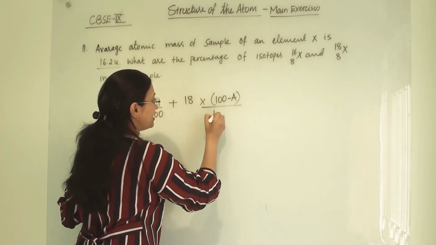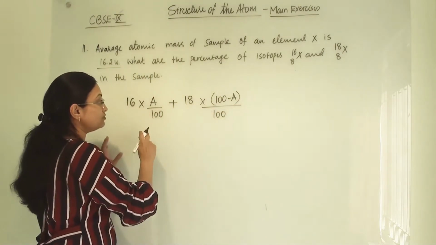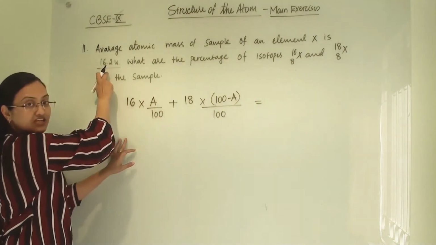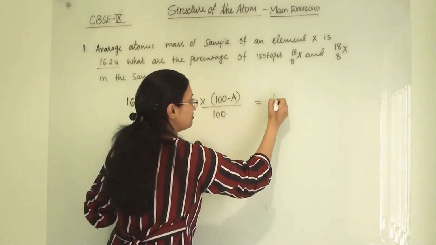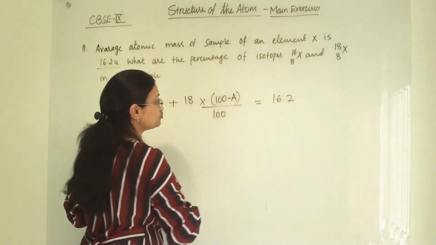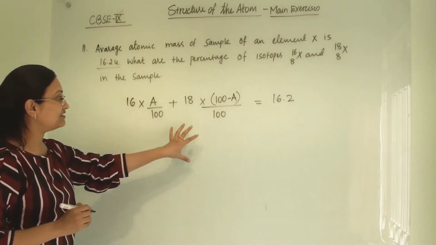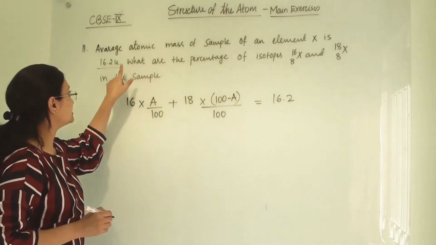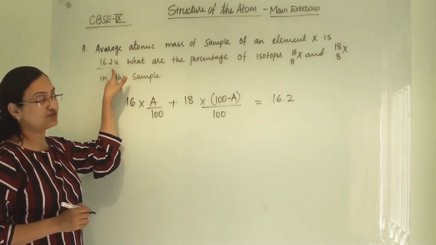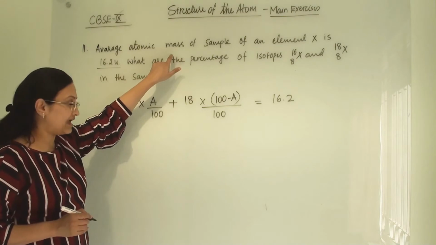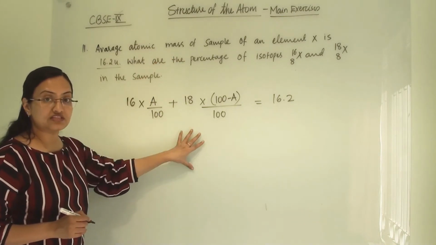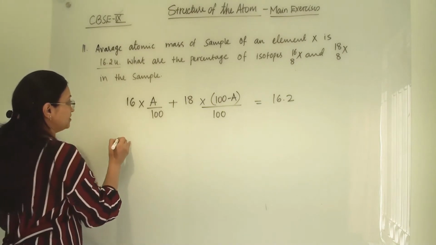and divided by 100. Now this plus this equals our average atomic mass. So 16.2. When we add these two, we should get 16.2. Why? Because that is our average atomic mass unit for this element X. Now we need to solve this as per our mathematics rule.